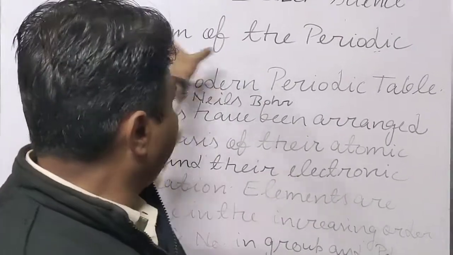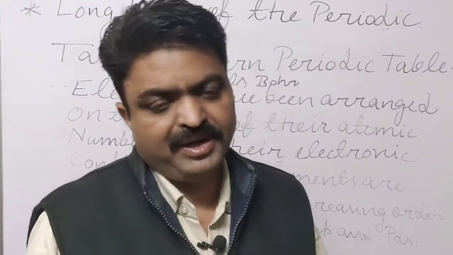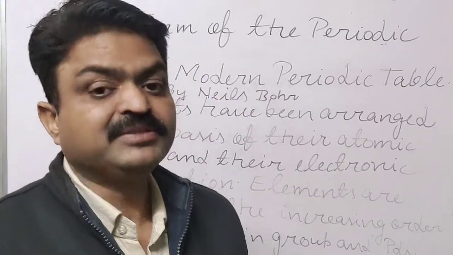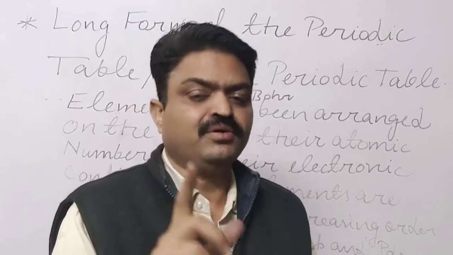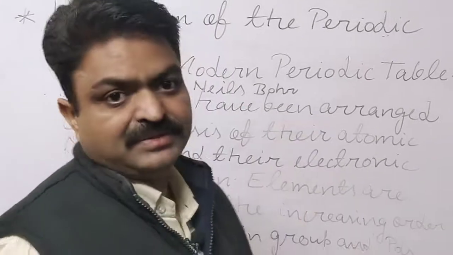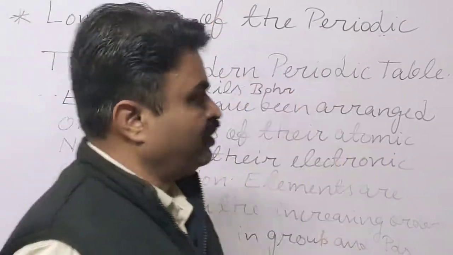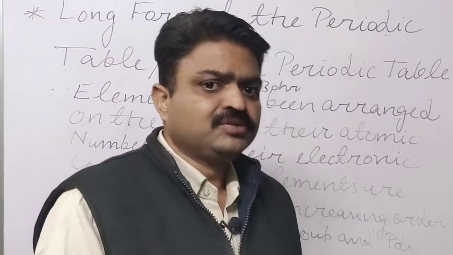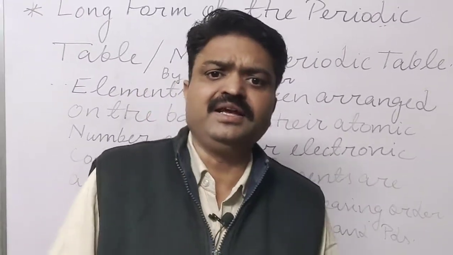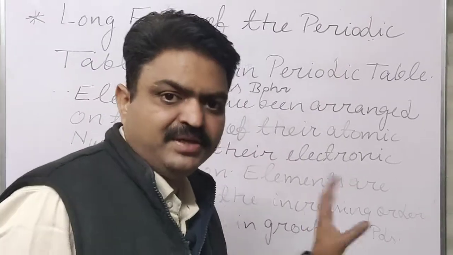And why do we call it the long form of the periodic table? Because it was accepted by IUPAC, meaning the International Union of Pure and Applied Chemistry. That's why it is known as the long form of the periodic table. And student, in this the elements are arranged in groups and periods, as I have taught you, that there are 18 groups and 7 periods.